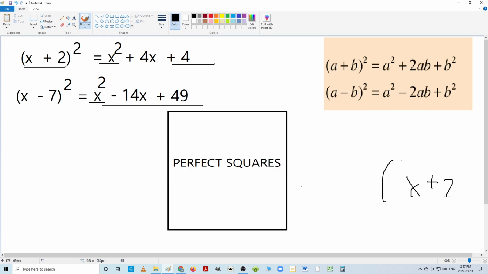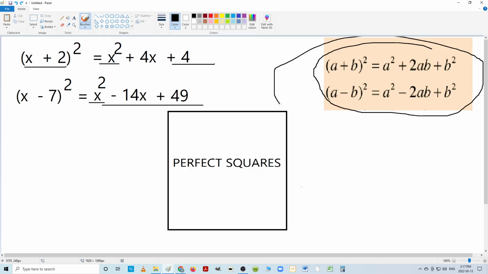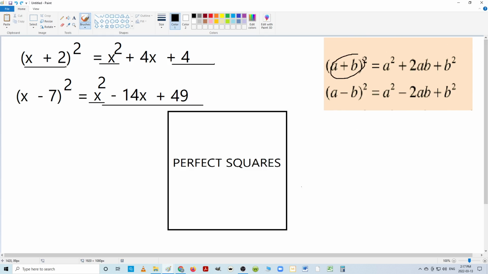So x plus 2 times x plus 2. But we write it like this, up top, right up there. And for you to understand this, you have to understand that perfect squares always follow the same pattern. And so I would urge you to memorize this on the top right. (a plus b) squared, there's a pattern.